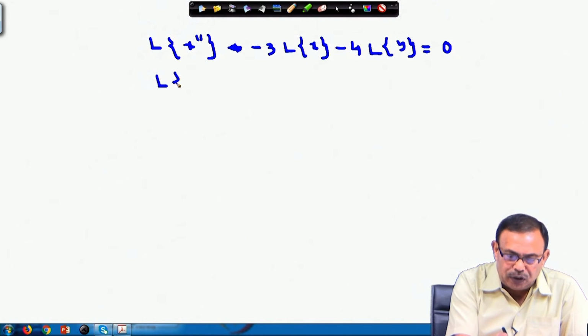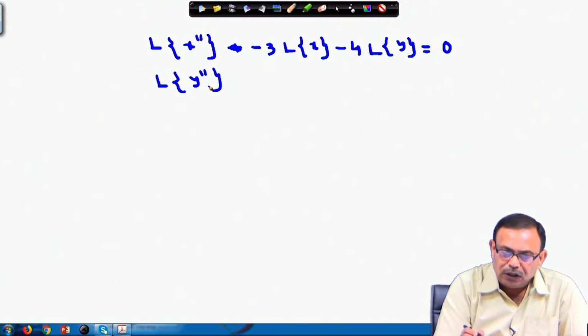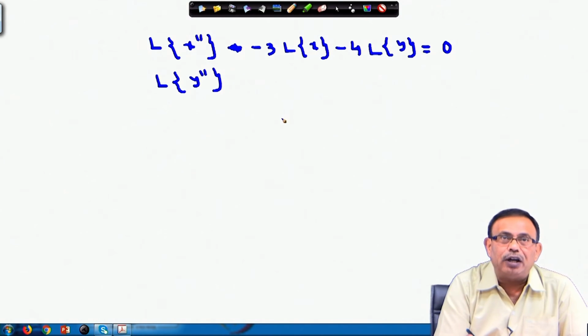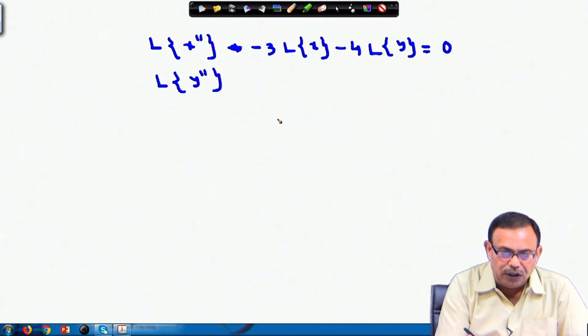And for the second equation, similarly, the Laplace transform of y double dash. So, please note one thing here. Here x and y both are functions of t. These are two dependent variables whose values I have to find out in terms of t only.